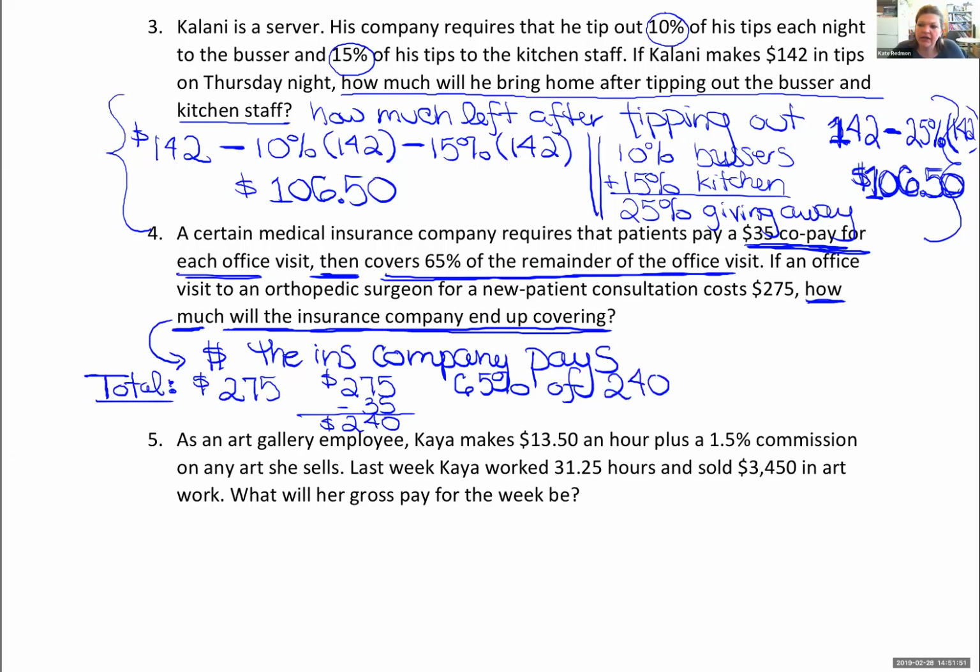Exactly. And again, I could tell that because of the language up here where they said the copay happens first, then they cover the remainder.